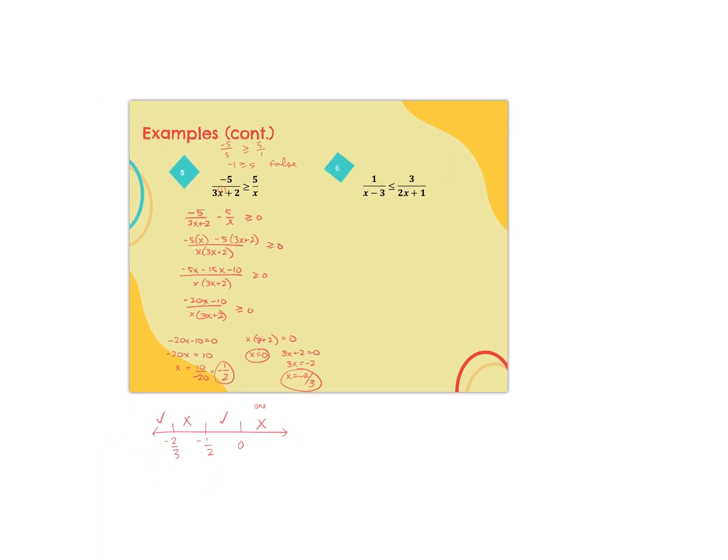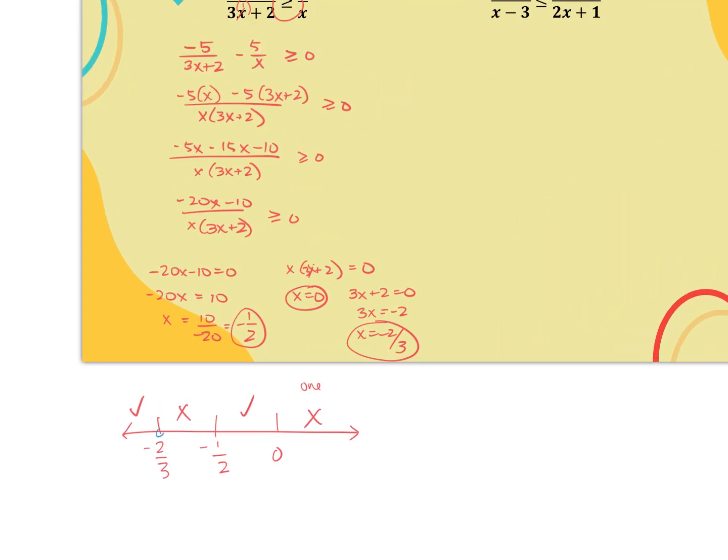And so now I know my solutions. This is a greater than or equal to, so if I'm drawing it out, I know it's going to be a filled in circle up and over. It's going to be a filled in circle up and over, and a filled in circle up and back this way.